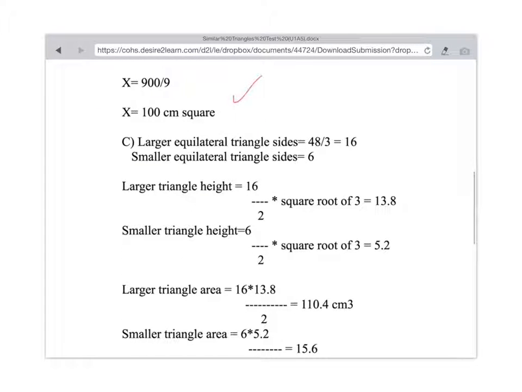For C, the ratio of the sides of our triangles is 6 to 16. So the ratio of their areas is going to be 36 to 196. We're going to square both of those numbers. I think they wanted larger to smaller, so if we flip this around, it'll make it 196 to 36. And then the other thing that we can do there is divide top and bottom by a common factor.